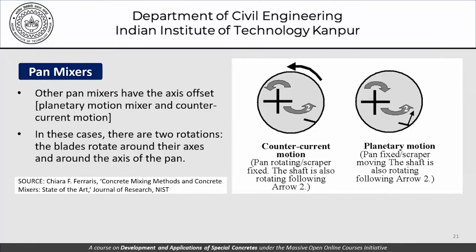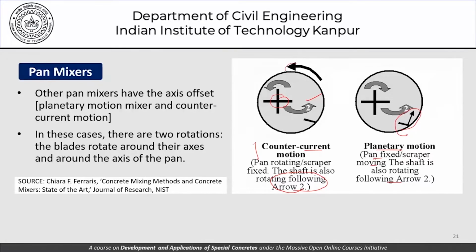that is, the planetary motion mixer and the counter motion mixer as is shown here. So in this case we have a planetary motion mixer and a counter current motion. In this case, in the counter current motion, the pan is rotating, the scraper is fixed, and the shaft is also rotating following this arrow too. So this shaft rotates following this arrow here. As far as the planetary motion is concerned, the pan is fixed, the scraper is moving, the shaft is also rotating following the arrow too. So this is the rotation here, but this is the rotation here.